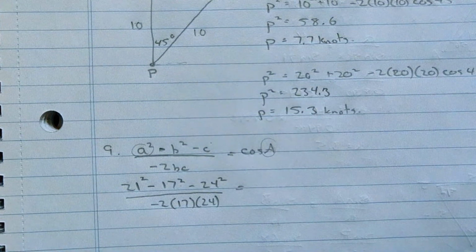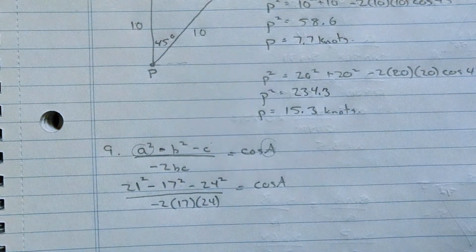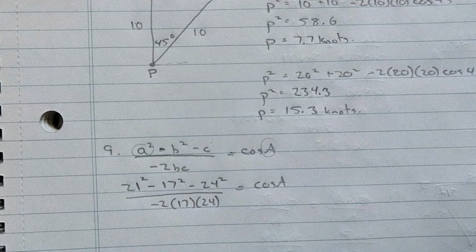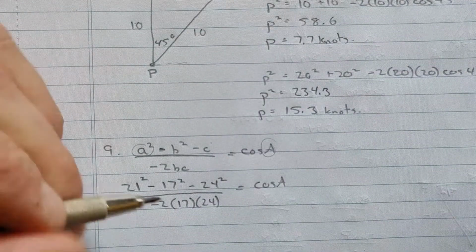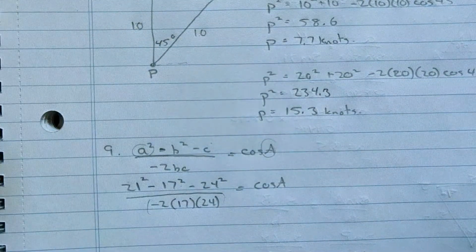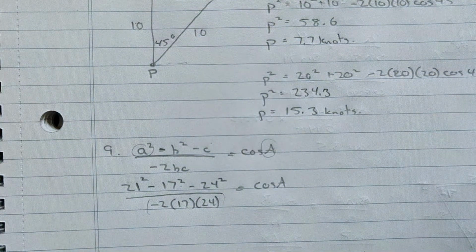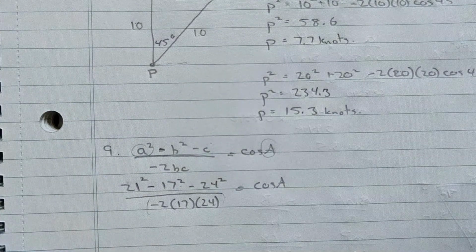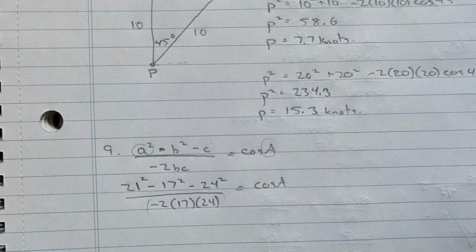So we just plug all that in, and that'll give us our ratio for cosine A, which we can then find. So again, you can do this all in your calculator. If you're doing this all in your calculator, make sure you put this bottom portion in parentheses because it'll mess up your division otherwise. Or you can do it in 2 steps, do the top, do the bottom, which I'll do here for you guys. So 21 squared minus 17 squared minus 24 squared.